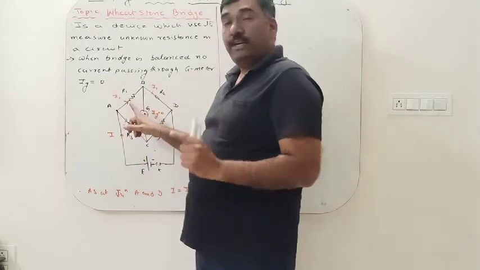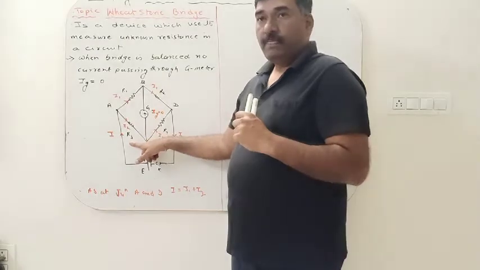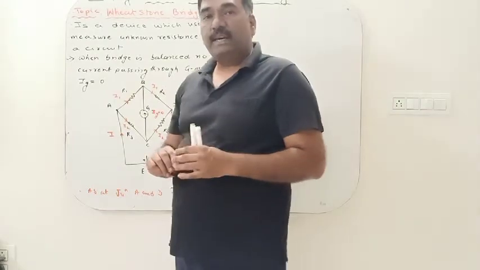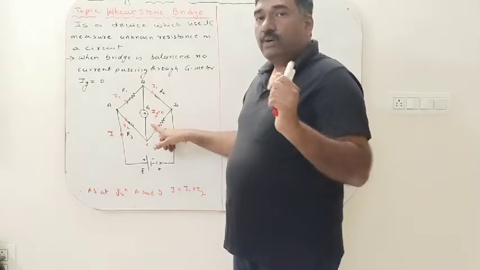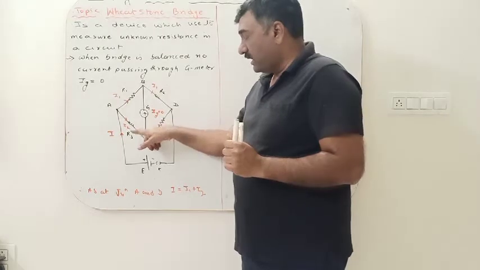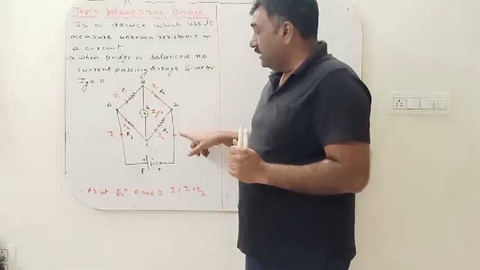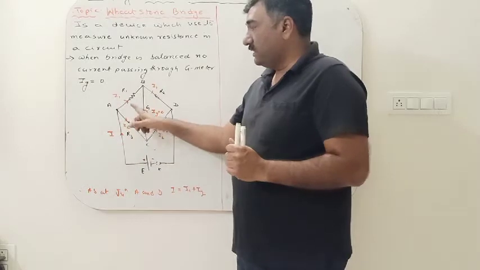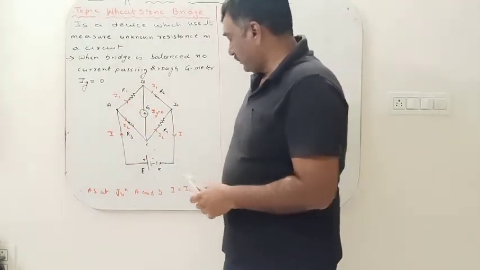The current I is divided into two parts, say I1 passing through R1 and I2 passing through R3. We know that when the bridge is balanced, balance means no current is passing through the galvanometer. That means the potential difference between B and C is zero. When no current is passing through the galvanometer, the same current I1 is passing through R2 and the same current I2 is passing through R4, and they recombine at point D and give I. So at junctions A and D, the current I is I1 plus I2, and I1 plus I2 again recombine to give I.